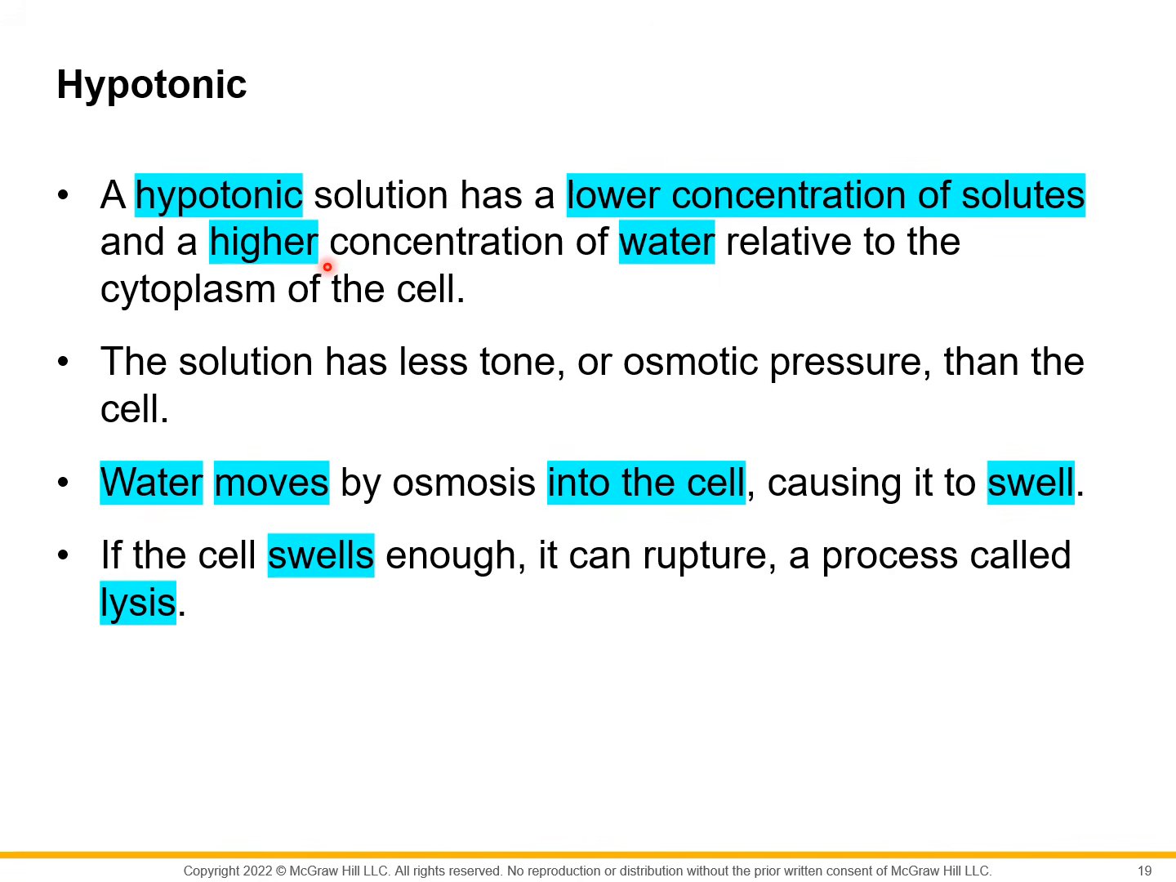So let's look at the effects. Water would move by osmosis into the cell. The amount of water on the outside is higher, so it would go to the inside, causing the cells to swell or enlarge in size. If the cell swells enough, to the point that it can no longer handle the excessive amounts of water, it can rupture in a process referred to as lysis.